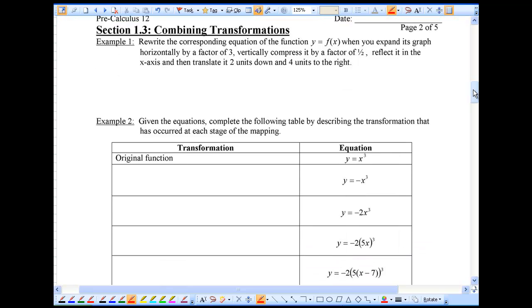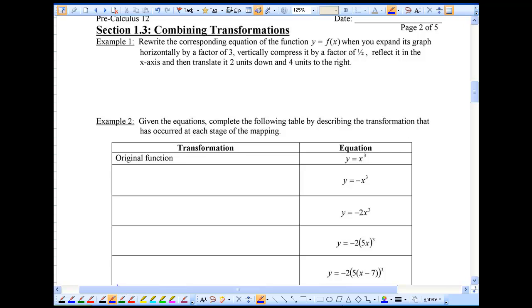Okay, let's do some examples here, please. I'd like you, for example number 1, to rewrite the corresponding equation of the function y equals f of x after you do the following things. Well, you're horizontally expanding it, I think, by a factor of 3. You're vertically compressing it by a factor of a half. You're reflecting it in the x-axis, and then you're translating it 2 units down and 4 units to the right.